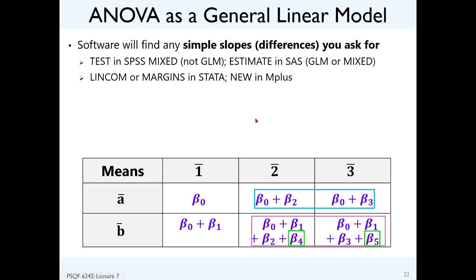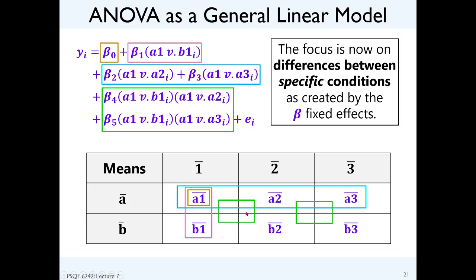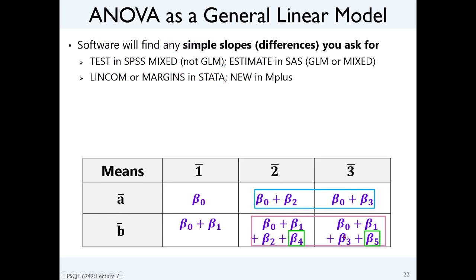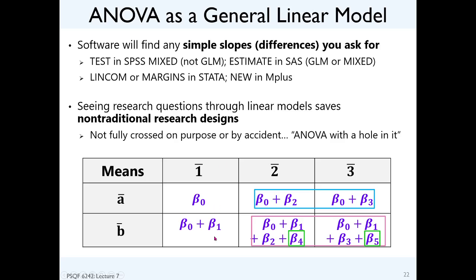So the software will give you any combination that you can ask for. I have expressed each of these 6 means as a function of this model and described how each of these specific differences might be created. The blue terms give you the differences to get to beta 2 and beta 3.